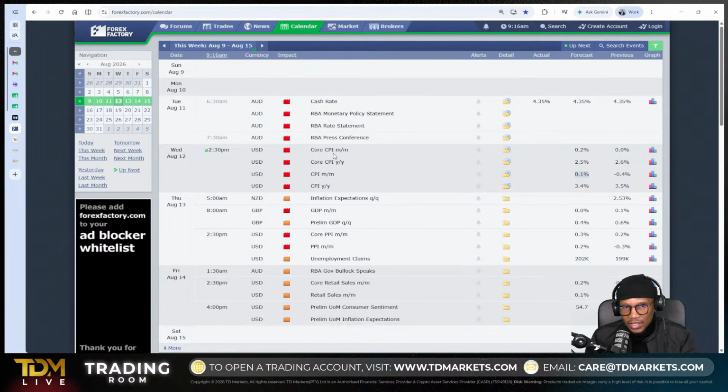The basic relationship in all these reports, you've got core CPI month on month, year on year, CPI month on month, year on year. The basic relationship is this: higher than expected inflation would be hawkish, which means yields are likely going to rise, the dollar is likely going to rise, and gold is going to suffer.